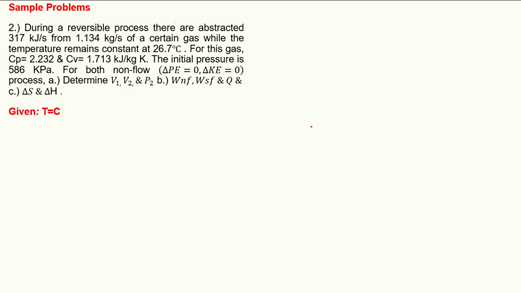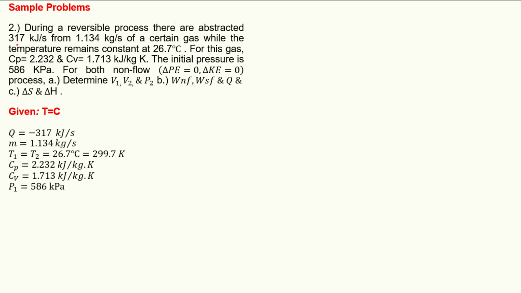Okay? So, let us get the given. We have heat of 317 kilojoules per second. Since it says abstracted, meaning rejected, our heat has a negative sign. So, you have to be careful about the signs of the useful work and the heat. Sometimes their sign is negative and you put positive. You will make mistakes in solving the problem, and the values you get will be wrong. Okay? So, you have to be careful about the signs.